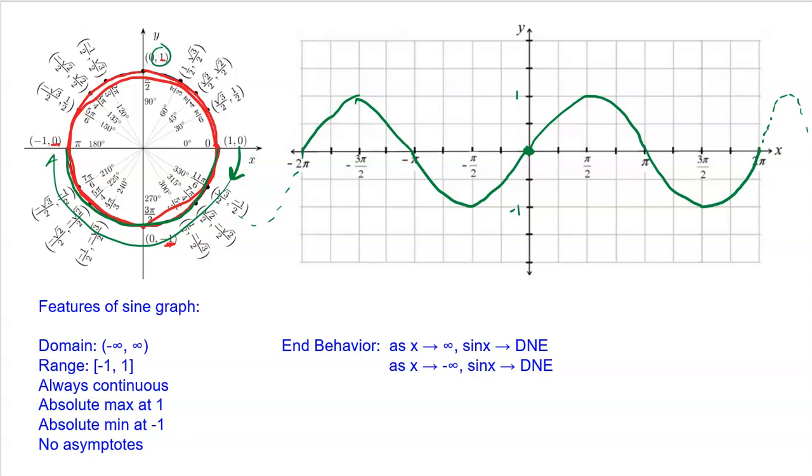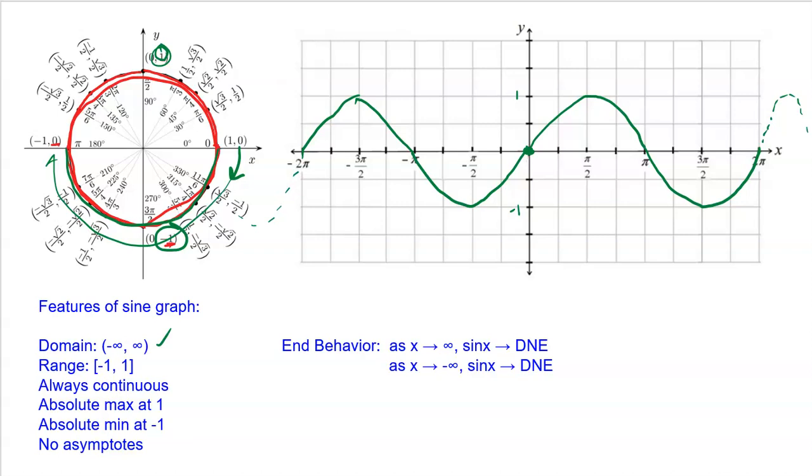So let's talk about some of its key features. So first off, the domain is -infinity to infinity. Again, you can keep going around in a circle, right? Radians never stop. They keep getting bigger and bigger. Yes, you are repeating the y values as you go around that unit circle, but you can keep going around and around in either direction, even negatives. Now, the range is -1 to 1 because the outputs are stuck. Remember, the biggest y coordinate is 1, the smallest y coordinate is -1. So you're stuck between -1 and 1.